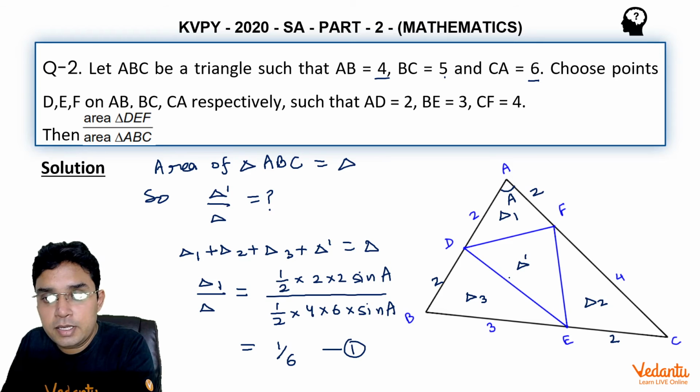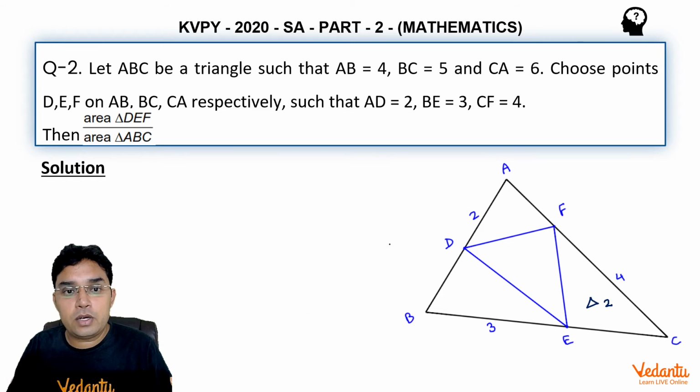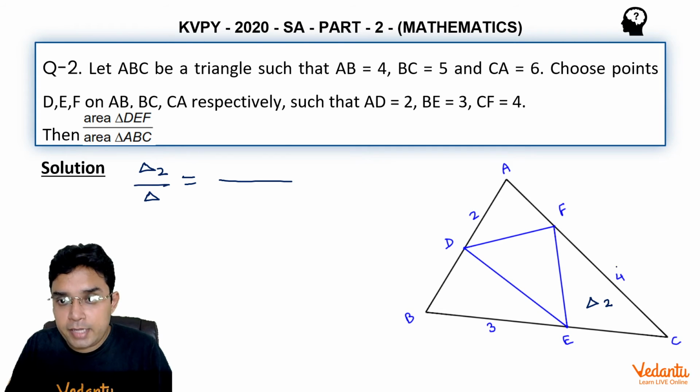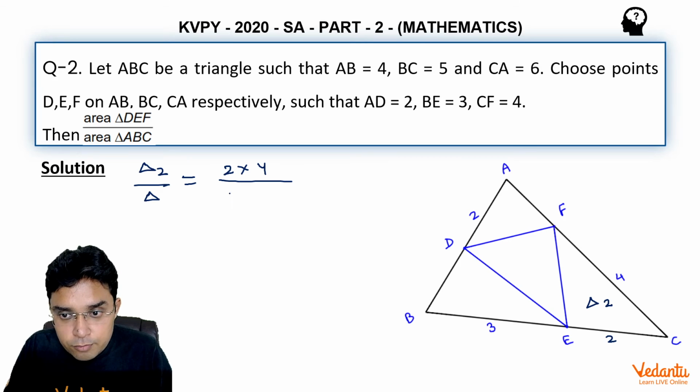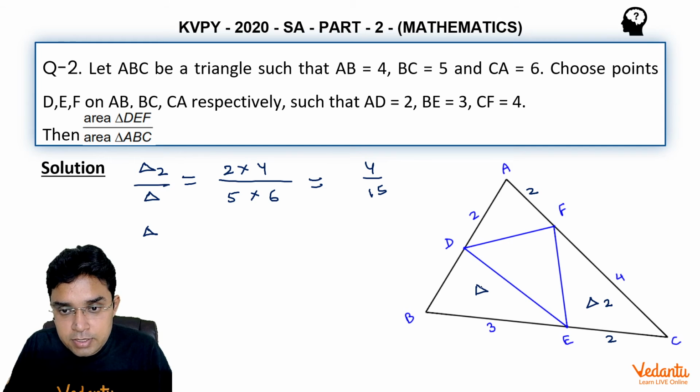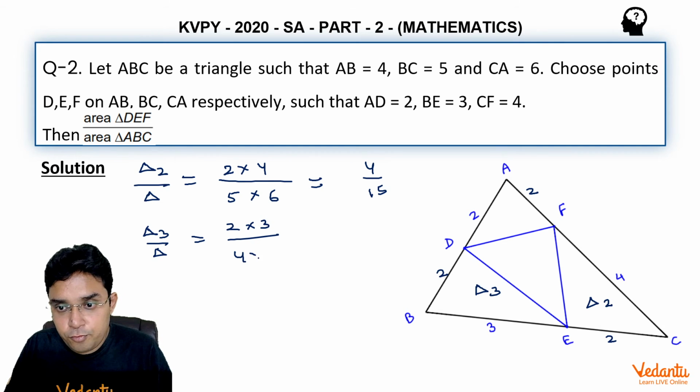Now similar to this, if I find the ratio of delta 2 with delta, let us do it quickly. I think I need only the ratio of the product of these two sides, 2 and 4, and 5 and 6. So it will be 4 upon 15. Similarly, this is delta 3. So delta 3 upon delta will be 2 into 3 upon 4 into 5. So this will be 3 upon 10.